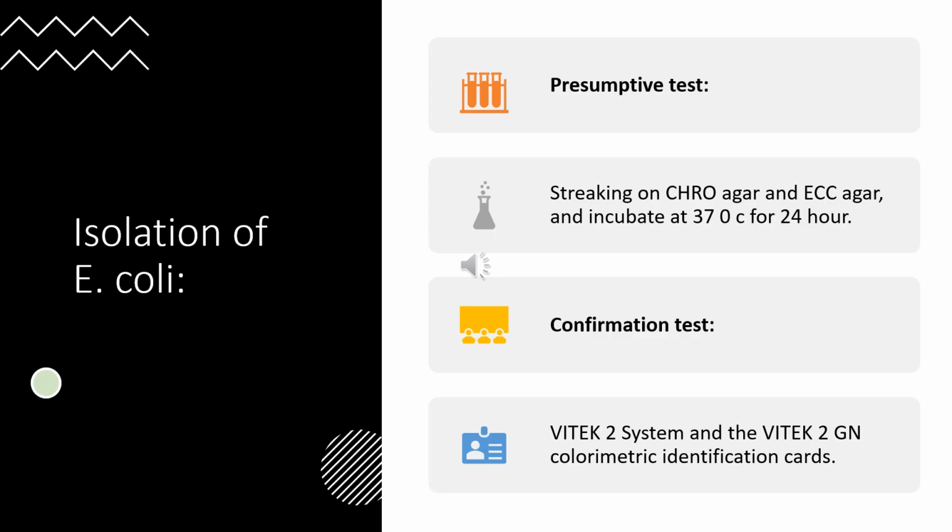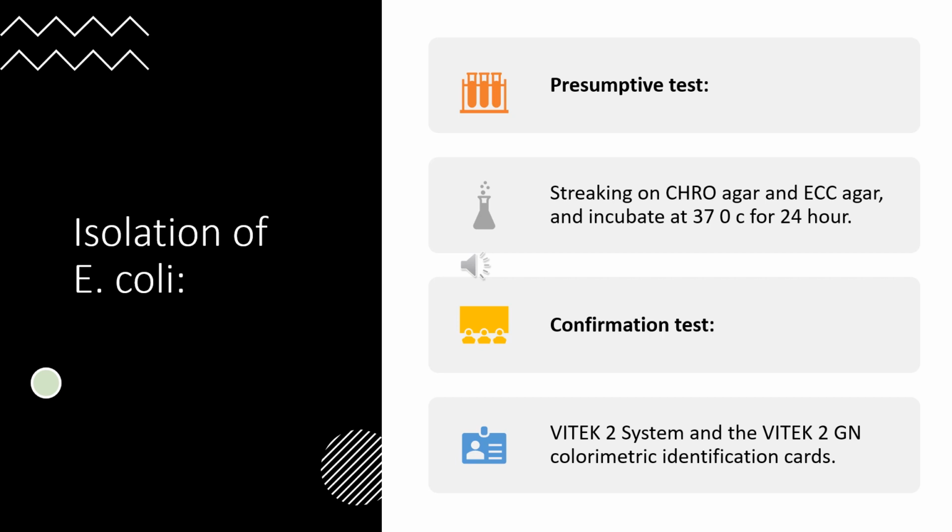After the identification of E. coli, now it's time to isolate the E. coli strain. For this test, the process is divided into two parts. First is the presumptive test, and second is the confirmation test. The previously stored sample was streaked on CHROMagar ECC and incubated at 37 degrees Celsius in sterile conditions. After incubation, positive plates that contained typical E. coli were selected for the confirmation test.